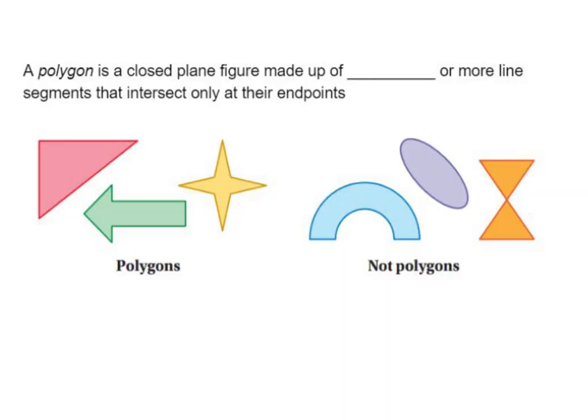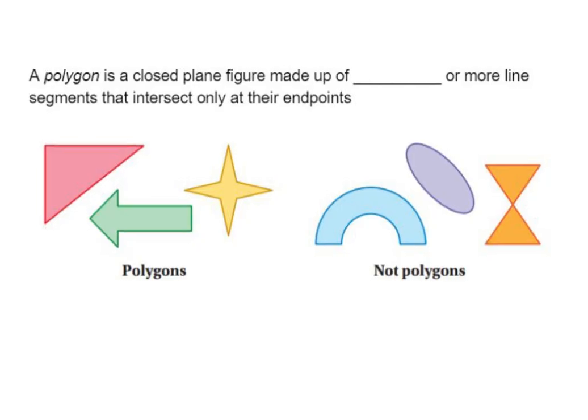A polygon is a closed plane figure made up of three or more line segments that intersect only at their endpoints. In order to have a polygon, we must have 3 or more line segments. And so examples of polygons on the left here, non-examples of polygons on the right.